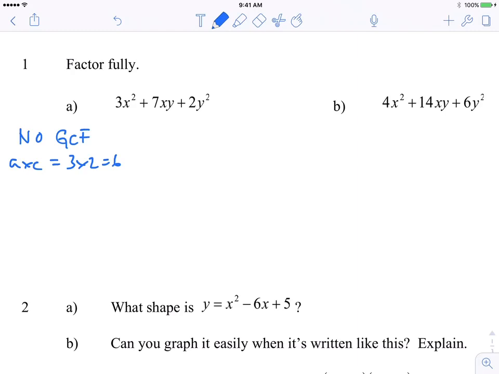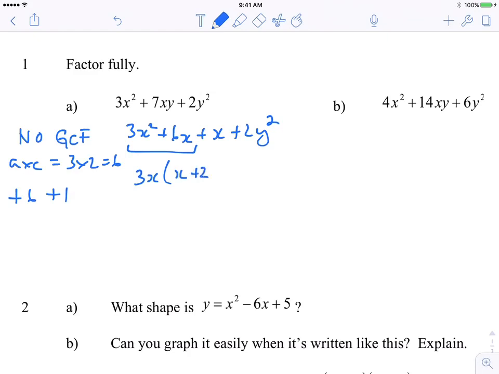Now we're looking for two numbers that multiply to 6 and add up to 7. Well, then we're left with a positive 6 and a positive 1. So we rewrite this equation: 3x squared plus 6x plus, we're not going to write the 1, we'll just write plus x plus 2y squared. Now we'll take out a GCF between these two terms, and that is going to be a 3x. So 3x times x is 3x squared, and 3x times a positive 2 would get you positive 6x.